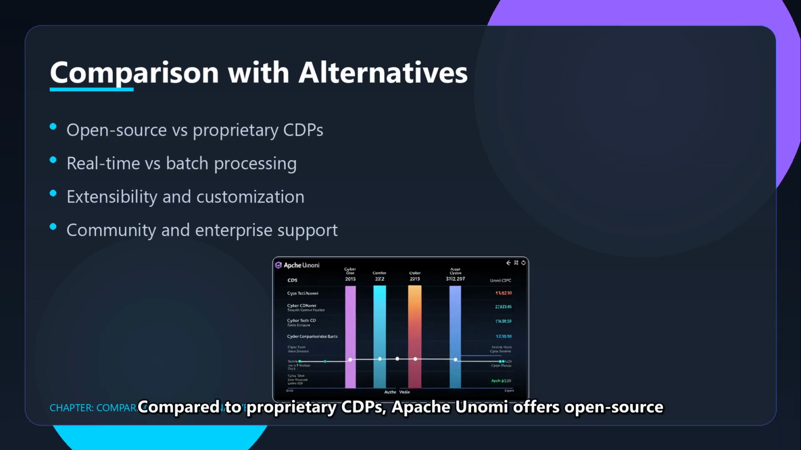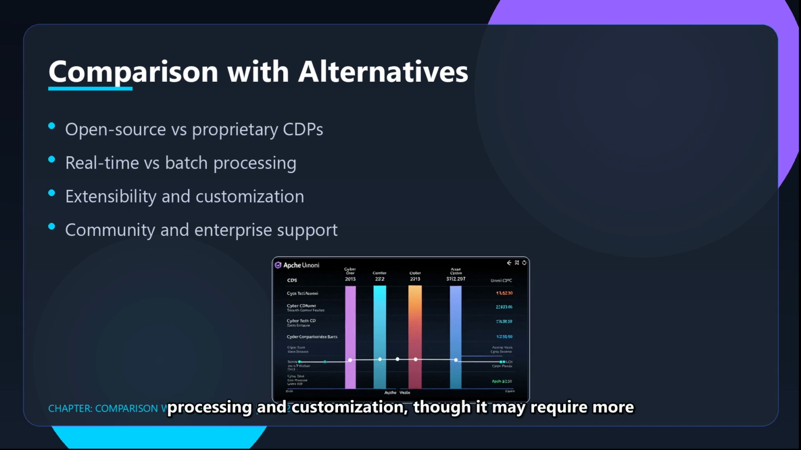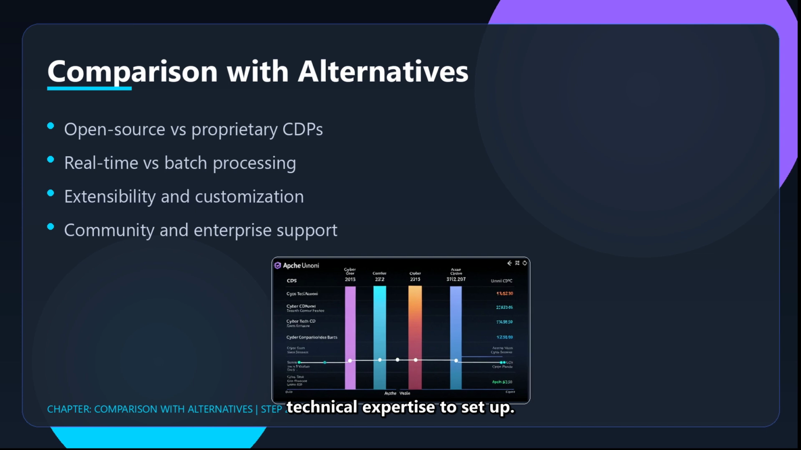Compared to proprietary CDPs, Apache Unomi offers open-source flexibility and strong extensibility. It excels in real-time processing and customization, though it may require more technical expertise to set up.